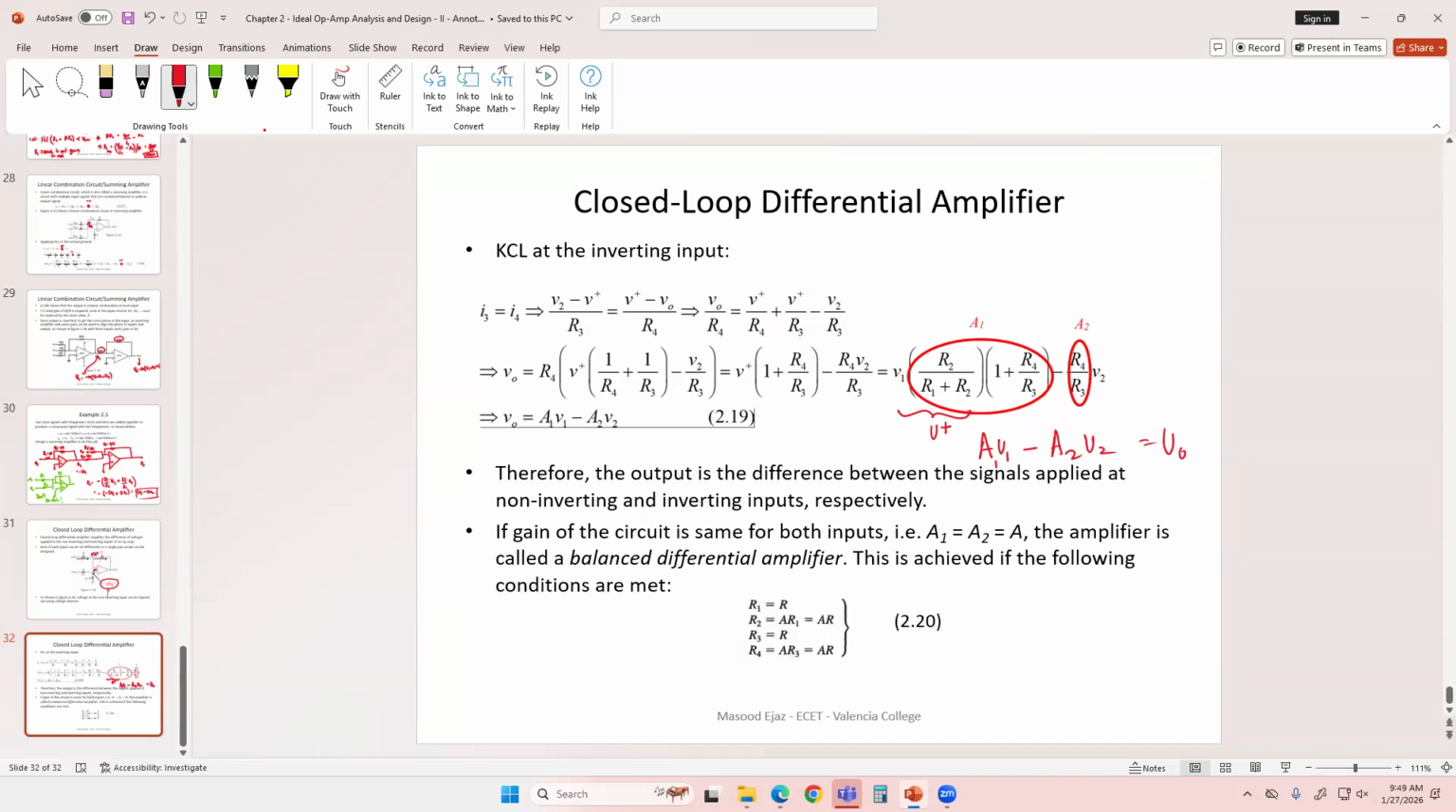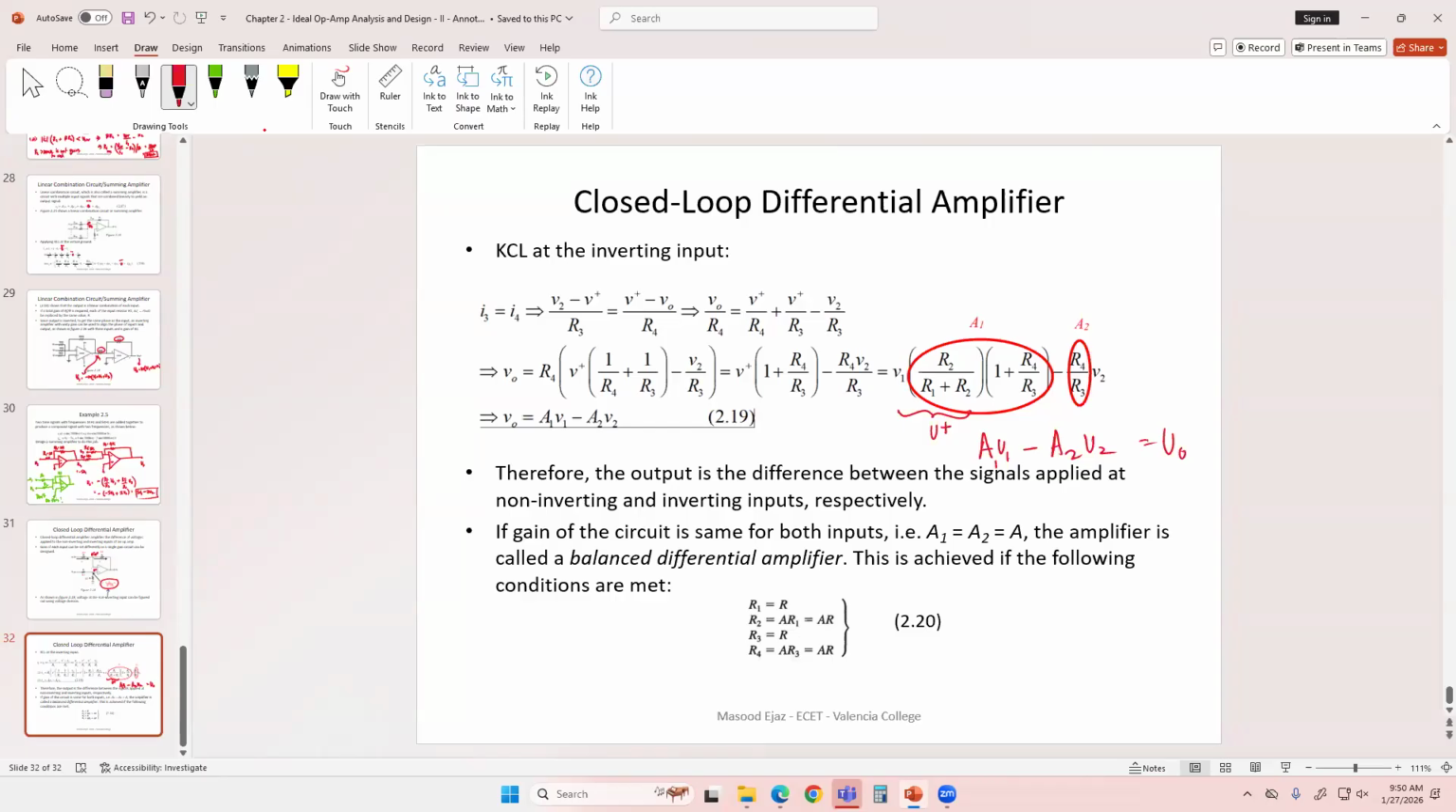So the difference of both input voltages multiplied by their respective gains is the output. If you want A1 and A2 to be the same, that is one gain multiplied by V1 minus V2 to produce the output, then you have to do this. You have to take R1 to be equal to some resistor R and R2 to be equal to A times R1, whatever gain you are setting. R3 will be equal to R and R4 to be equal to A times R3.